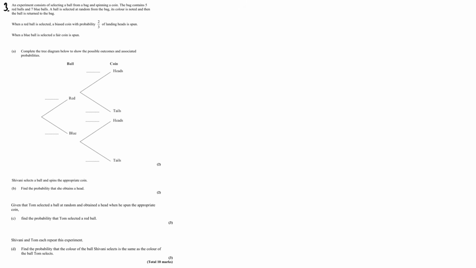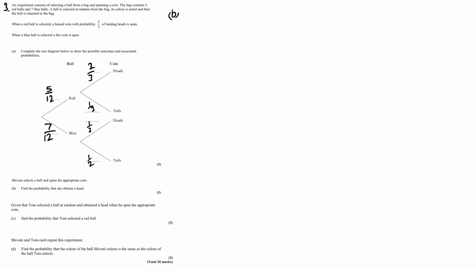So first part here, fill in the tree diagram. So we can see there are 5 red balls and 7 blue balls. So it's got to be 5 over 12 and 7 over 12 there. Now the question goes on and says, when a red ball is selected, a biased coin is thrown, and it's 2/3 chance landed on head. So red, this is going to be 2/3 and 1/3. But it's a fair coin if the blue one's spun. So this is going to be 1/2 and 1/2. And there it is, nice and quick and easy.